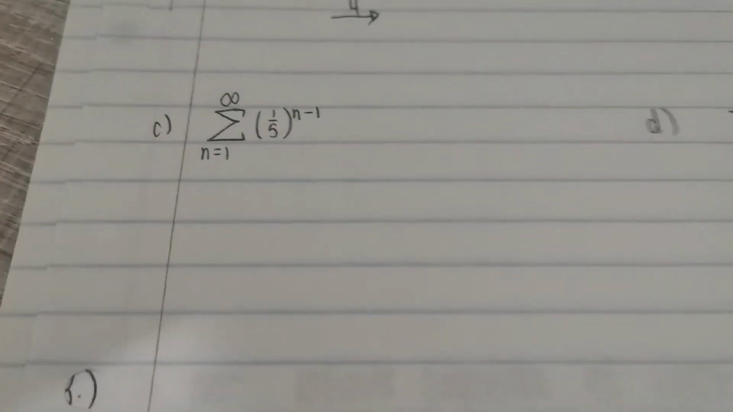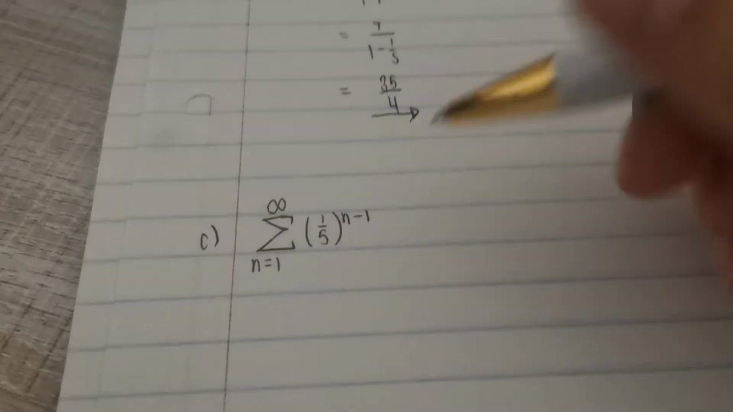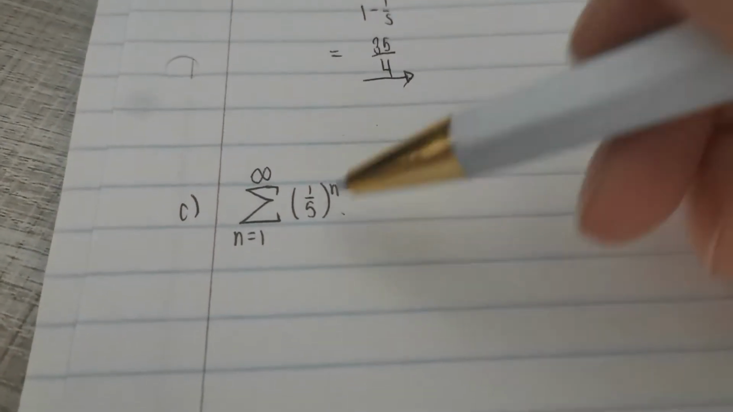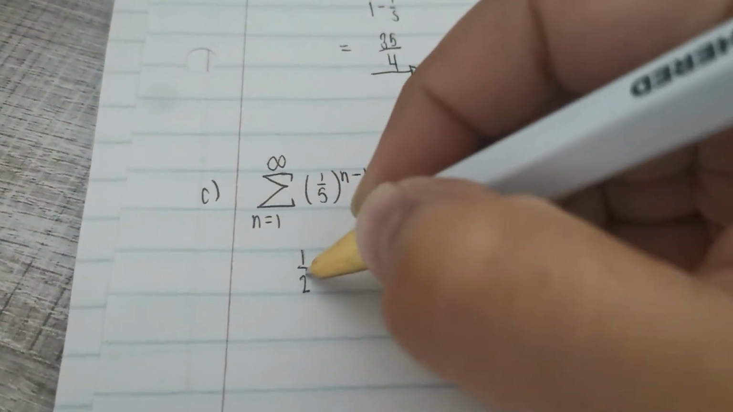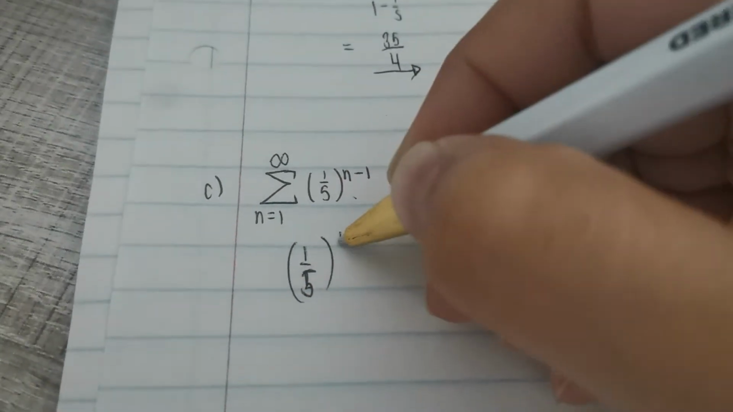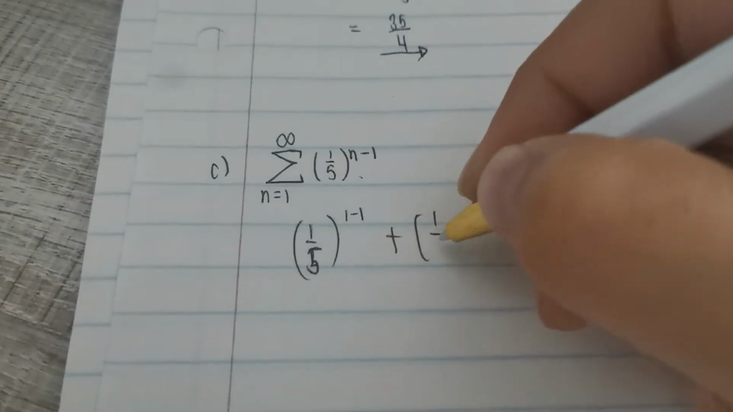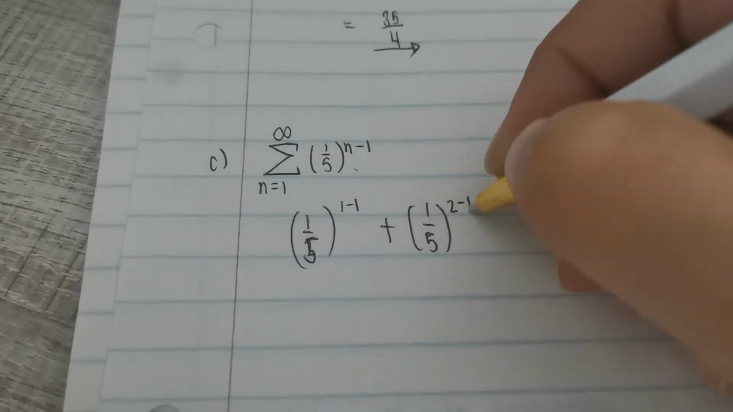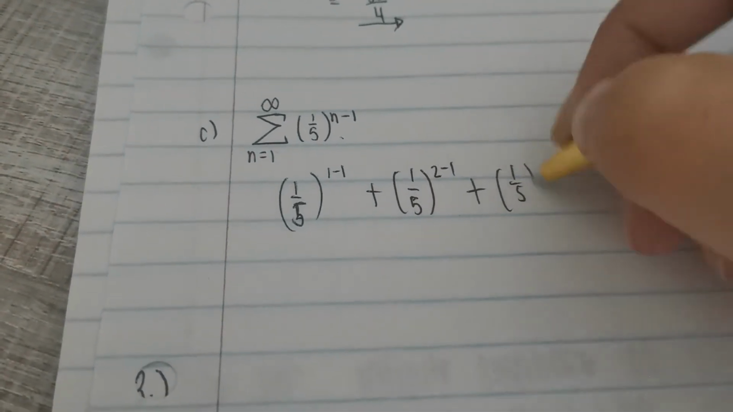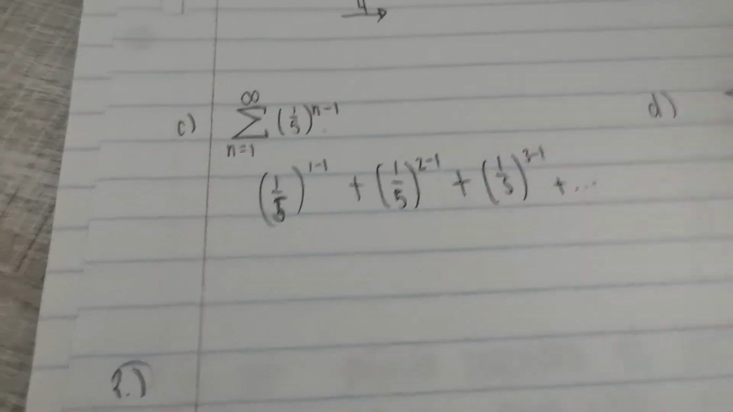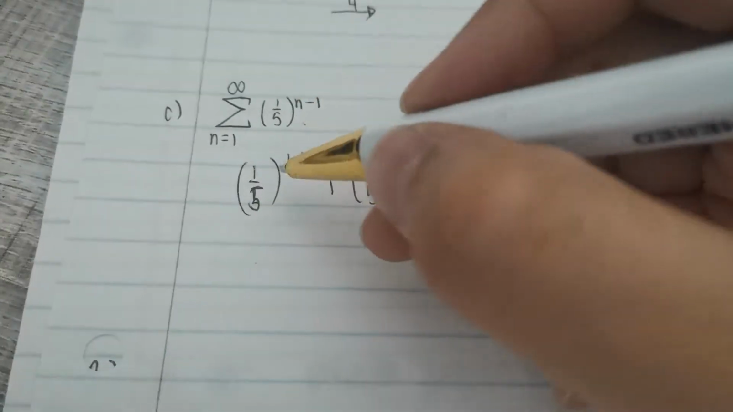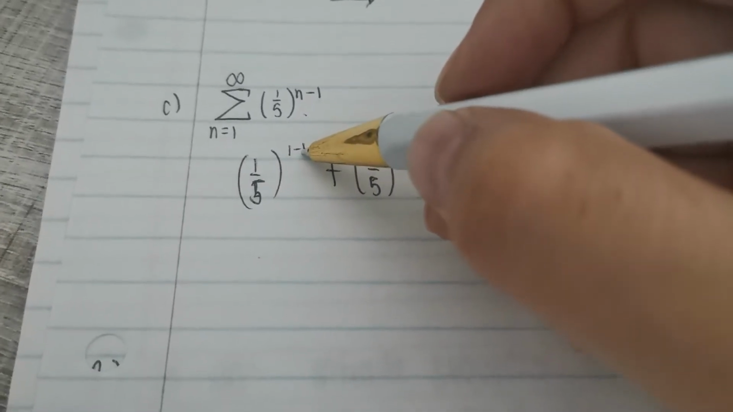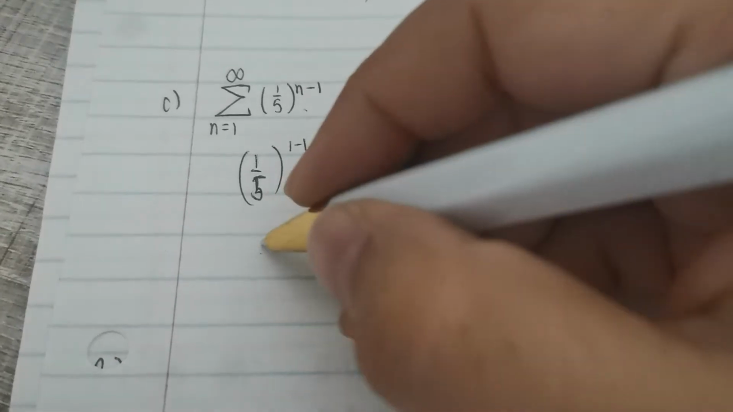Next question. I've written one out for you in sigma notation so that you can get familiar with that. For this one, we're going to expand it just for you to understand what's happening. The first term is 5 to the power of 1 minus 1. The second term is 2 minus 1. And the third term is 3 minus 1. And it continues and continues. If I work this part out, I end up with 1. How do I know that? 1 minus 1 in the exponent is 0. Anything to the power of 0 is 1.